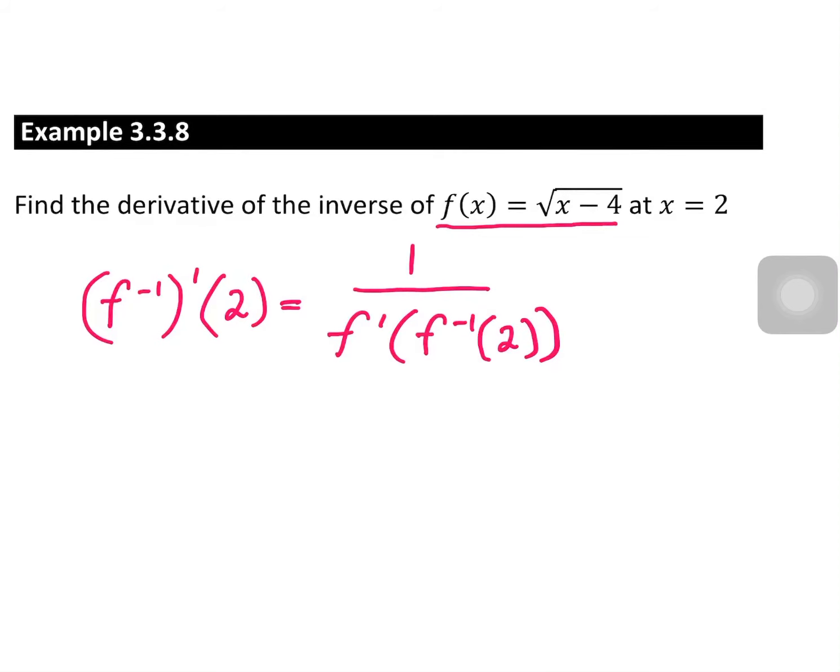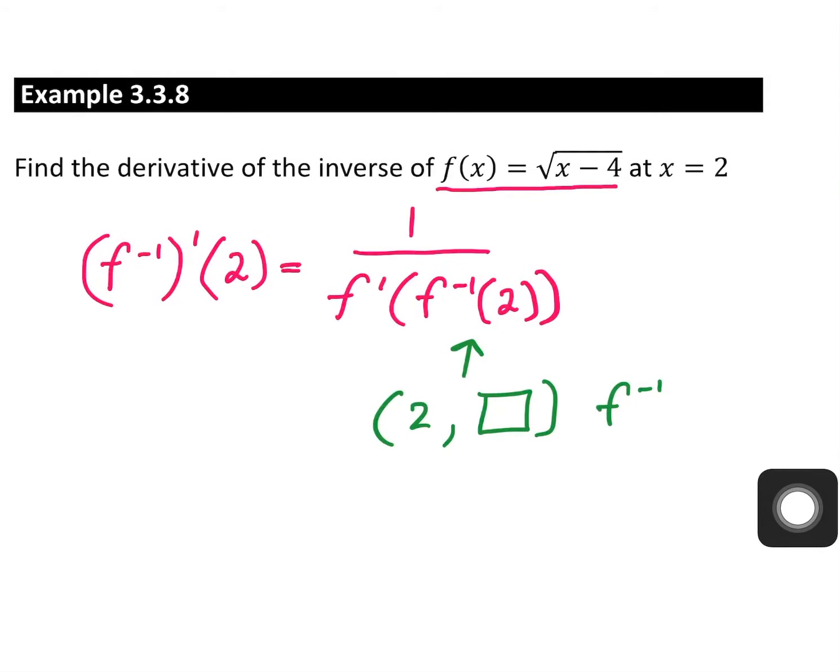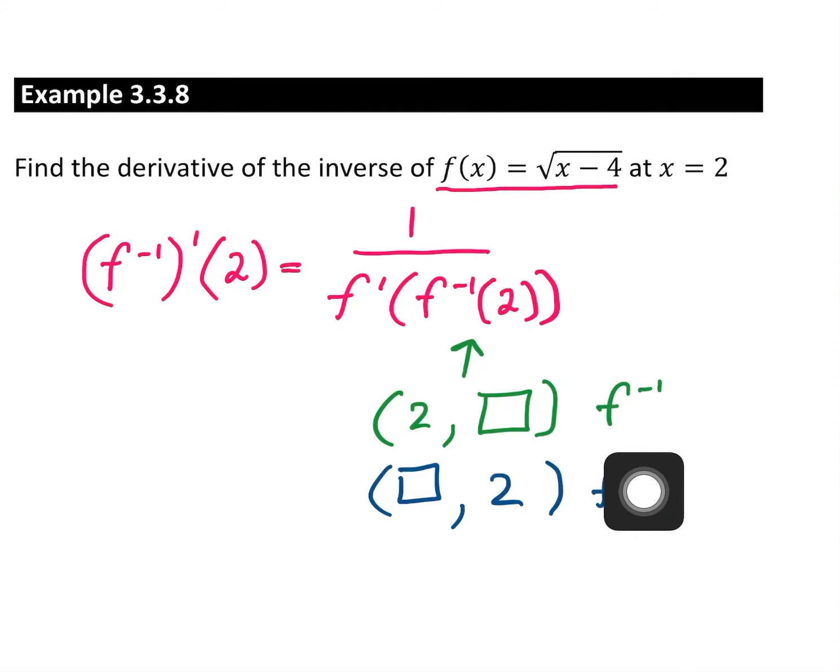Now when I say inverse value, this expression f inverse of 2, it's saying that the point 2 comma something is on the graph of f inverse. Right? When I put 2 into f inverse, I should get a y value out. Now on the original function f, the inverse point would be on the graph of f. So in other words, the point box comma 2 would be on the original function f.